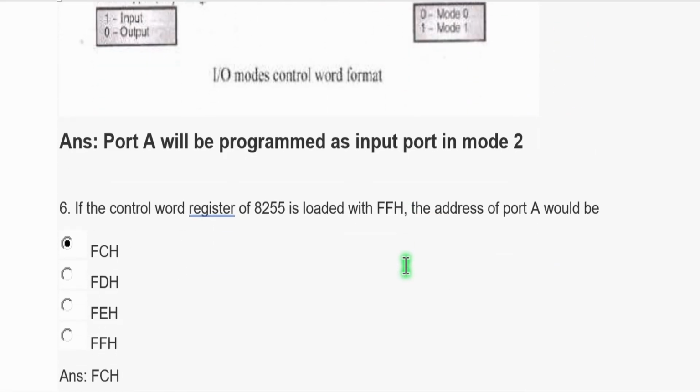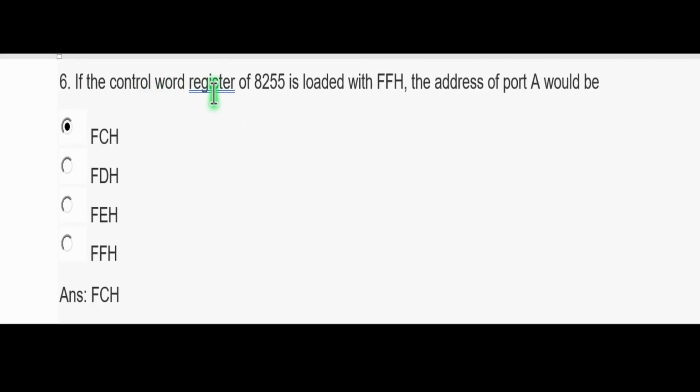Now let us see the next question. If the control word register of 8255 is loaded with FFH, the address of port A would be... actually the address of port A is not decided by the contents of control word register. Only for bit set and reset mode, the control register will address the bits of port C. And for port A, port B, port C, the address will be assigned based on the chip select signal and the address lines A0 and A1.